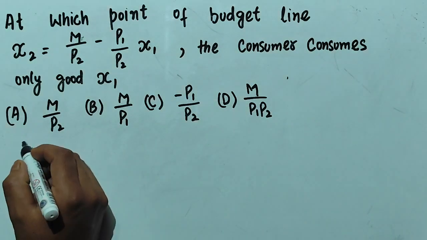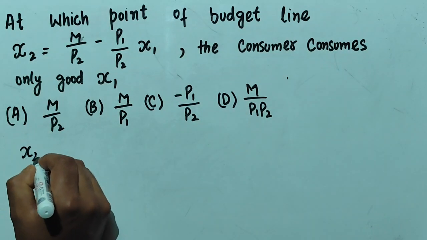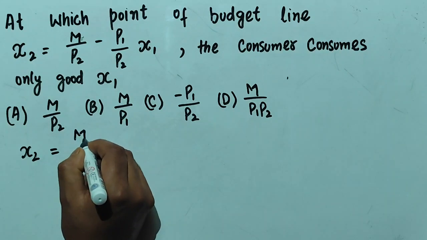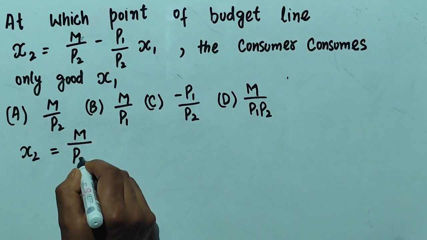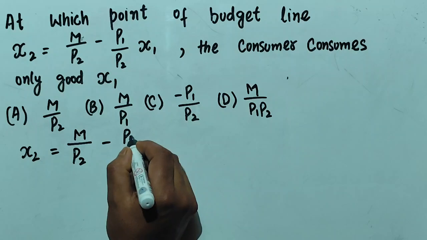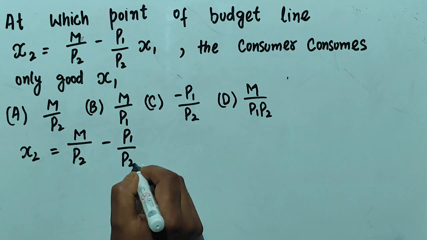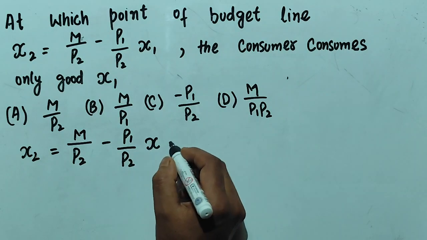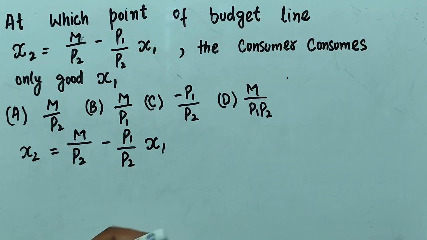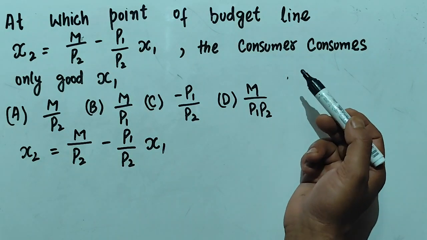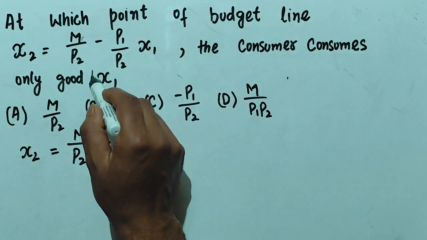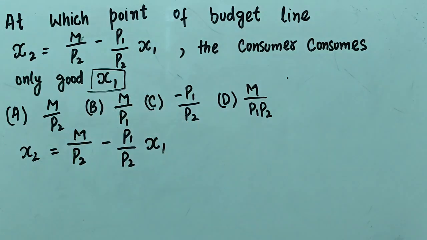Okay, so given the budget line, that is x2 is equal to m, which denotes the income, upon price of good 2 minus price of good 1 upon price of good 2 times units of good 1. This is our budget line. We are supposed to find out the point where the consumer consumes only good x1.